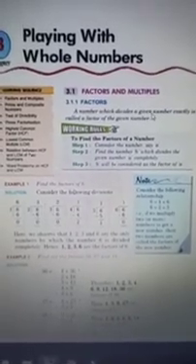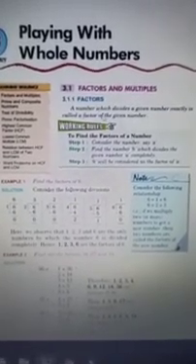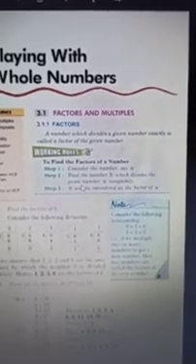First of all, we will learn what factors are. A number which divides a given number exactly is called a factor of the given number. That means if we divide any number and there is no remainder, then it is called a factor of it. Let's see the example.